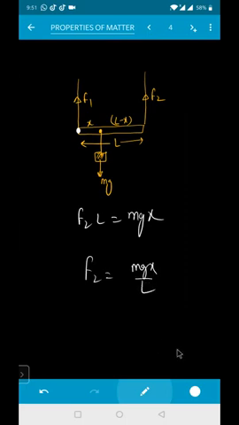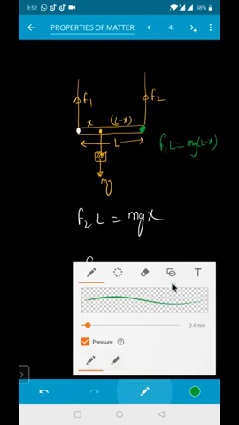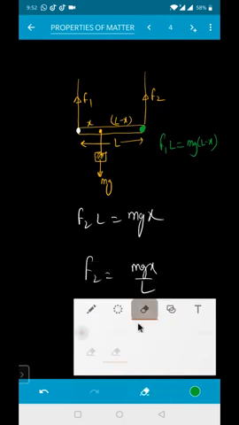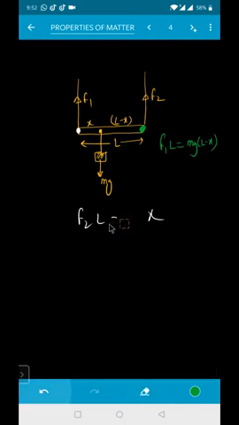Now in the same way, the other point. For this F2, I'm taking this one as the reference. So at that time, this will be F1 into L will be equal to mg into this perpendicular distance, that is L minus x. So that is the way F1 is equal to mg into (L minus x) by L. Got it?